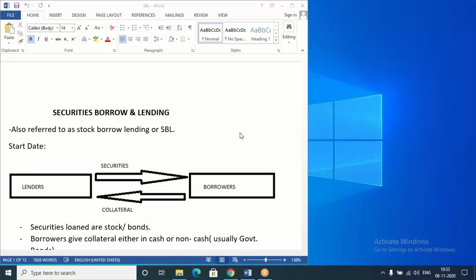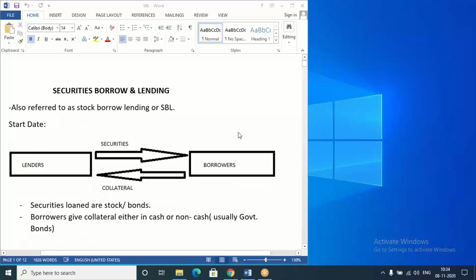Maybe for the purpose of security. For a default. For the purpose of safety. Yes, there is no wrong answer. Default. Correct. In case the borrower defaults on returning the securities, the lender is covered by that collateral.